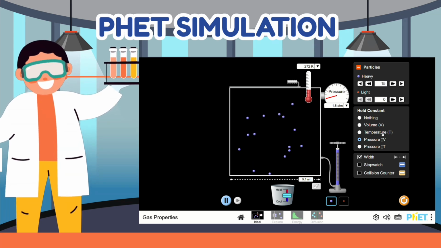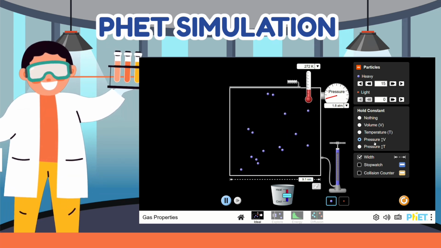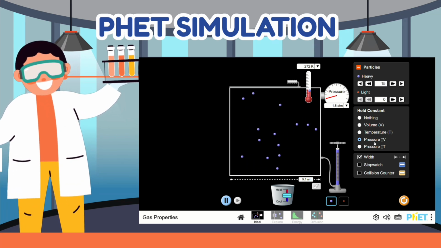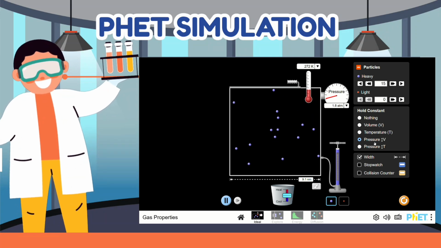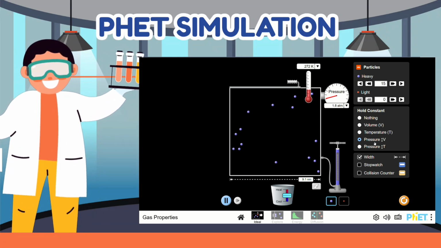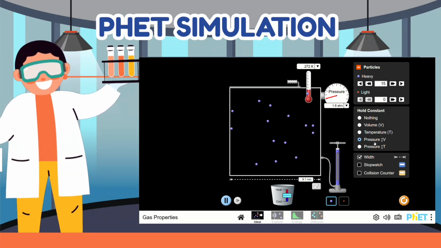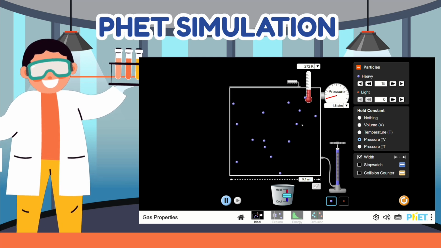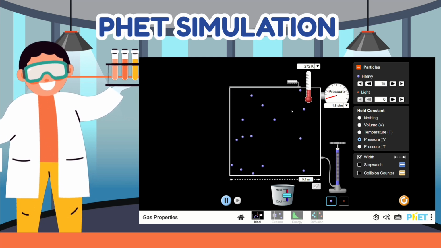This experiment successfully demonstrates that in Charles' law, while using the PhET gas properties simulation, Charles' law statement is indeed directly proportional. As the volume increases, the temperature increases as well. And when the temperature decreases, the volume of the container decreases as well.